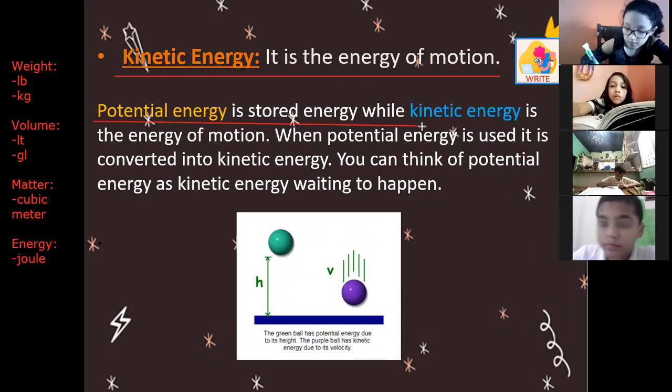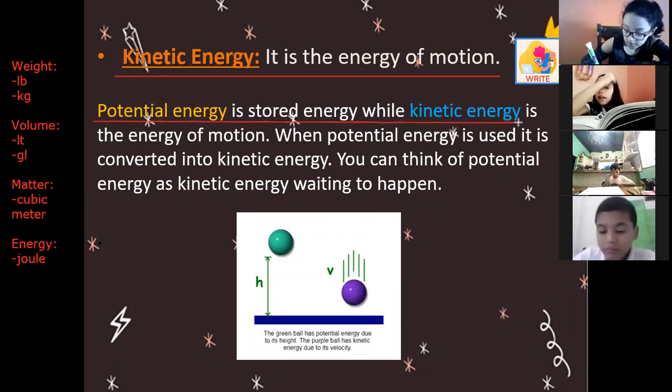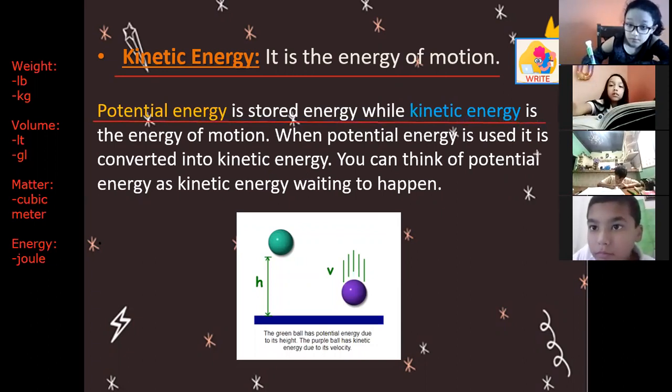Potential energy is a stored energy, while kinetic energy is the energy of motion. Copy only the underlying information, as I said.